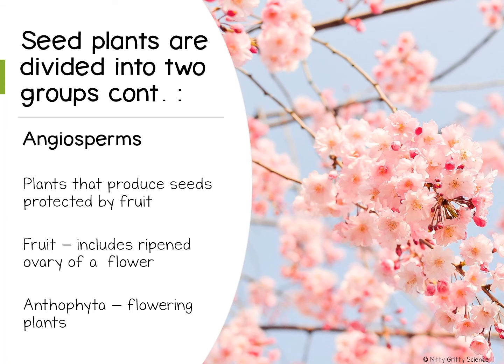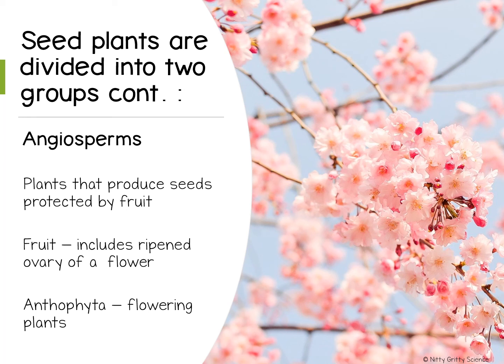The second group that seed plants are divided into are called angiosperms, and these live almost everywhere on Earth. All angiosperms, or flowering plants, share two important traits. First, like I just said, they produce flowers. And second, all angiosperms produce seeds that are enclosed in fruit. Fruits are ripened ovaries that include one or more seeds after a seed is fertilized. Fruits help protect and help disperse seeds.